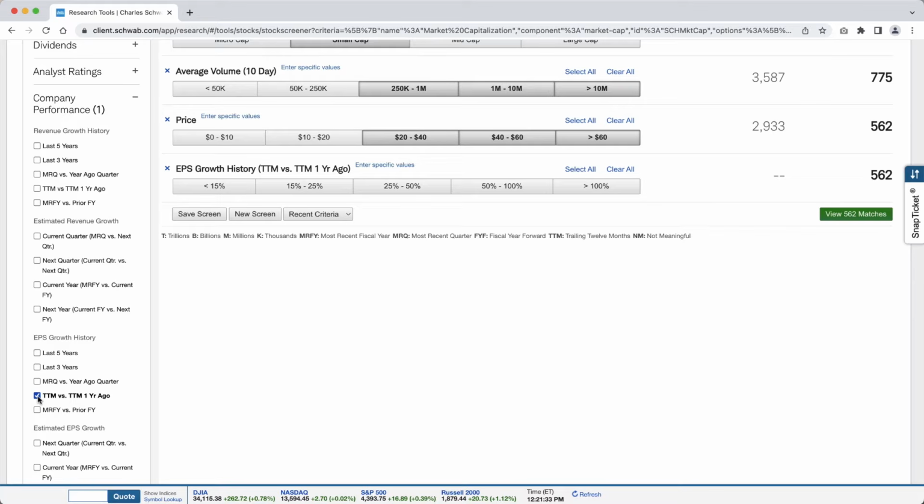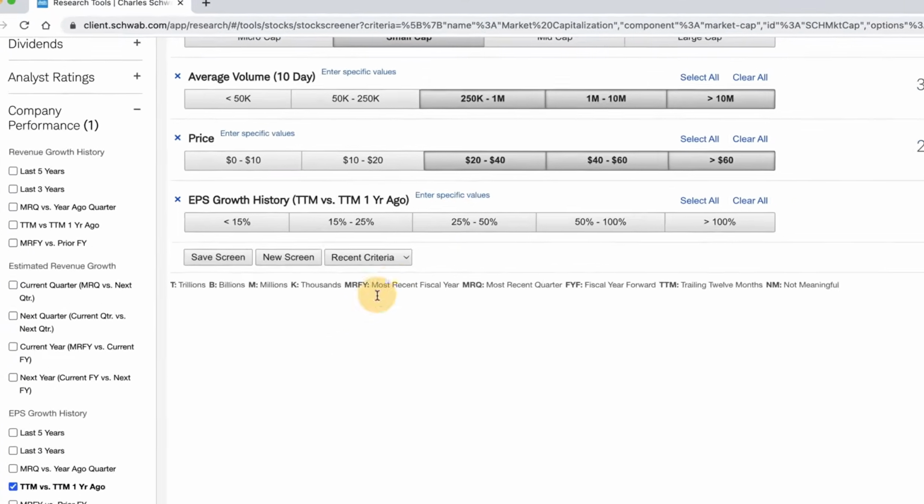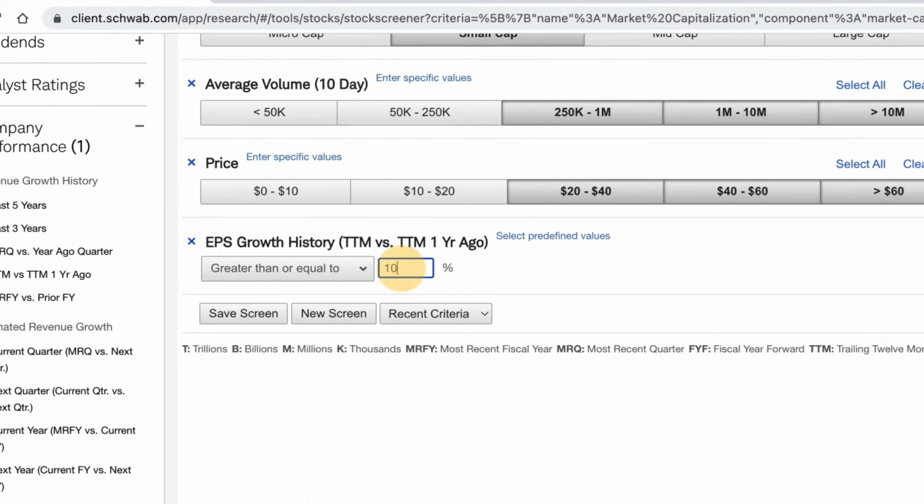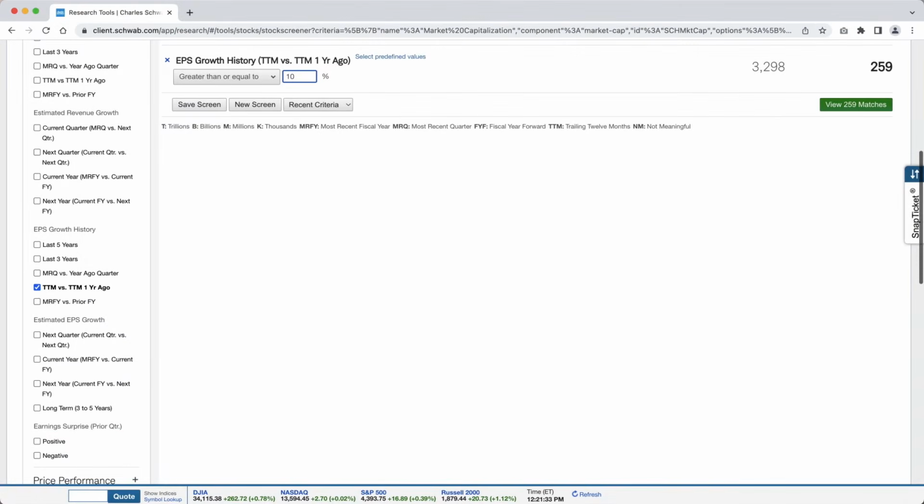Remember that we're looking for above average growth, but that can vary based on how the overall economy and the market is doing. So for this example, we'll select enter a specific value and enter greater than or equal to 10%, narrowing the results down to 259 companies so far.